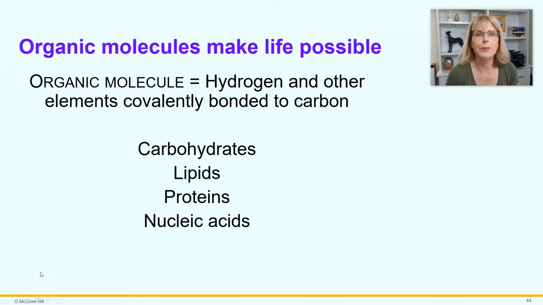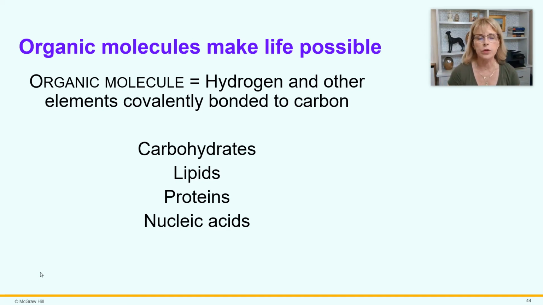We've begun talking about biomolecules, the molecules of life. And you've already learned that biomolecules are in the larger category of organic molecules. And organic molecules are molecules that are built basically out of carbon with other elements like hydrogen and nitrogen and sulfur and oxygen added to the carbon.